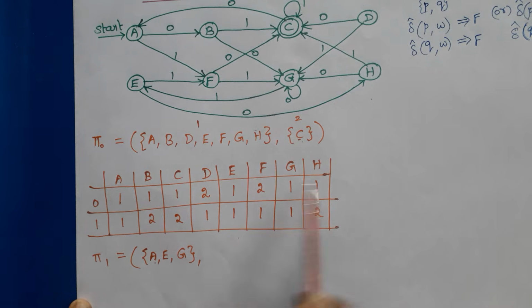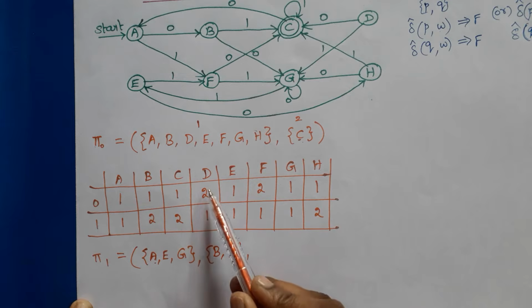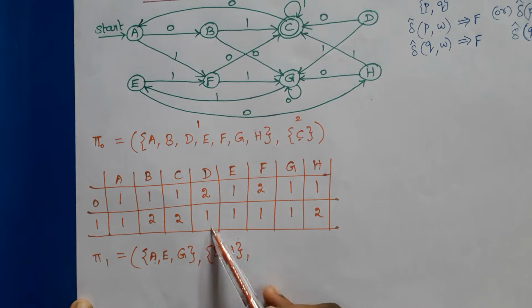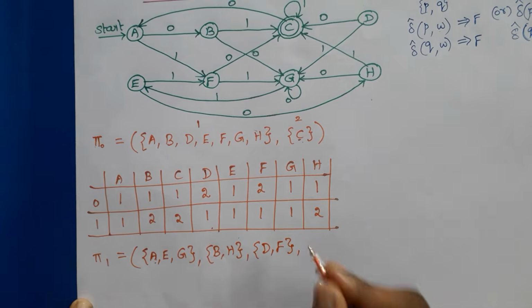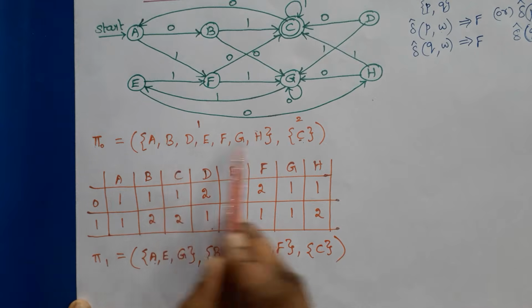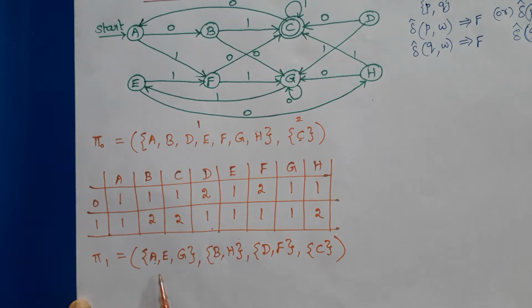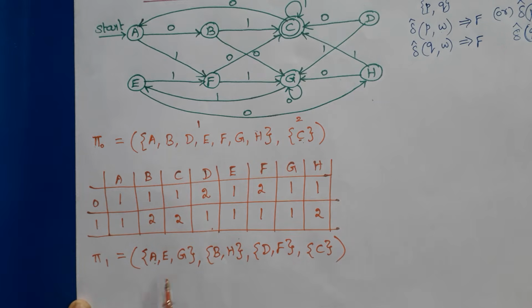1 2. So B and H are in the same group. Then D and F are 2 1 2 1, so D and F are in another group. Then C is a different group. So from this group, 7 states are split into 3 groups. This single group is split into 3 groups.